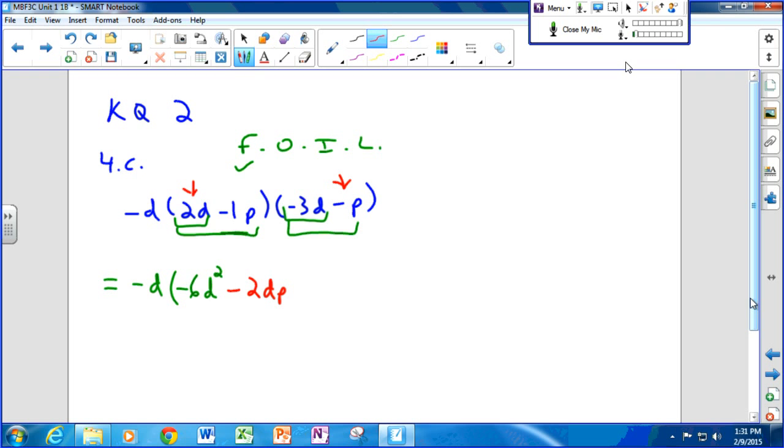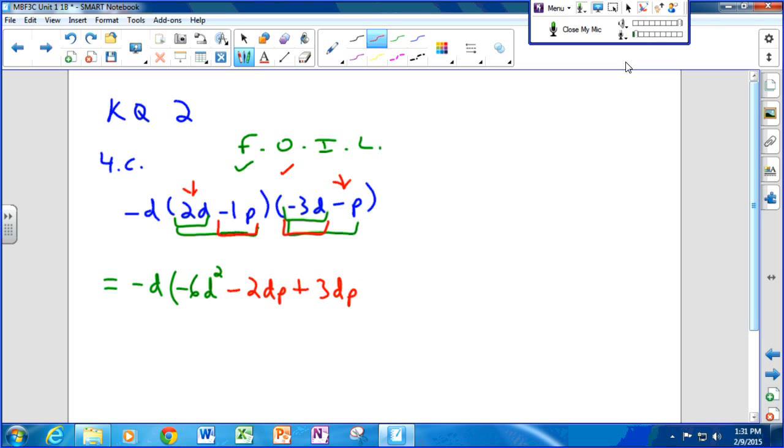So we've done the O. Let's do the I, the inner 2. So I have a negative 1p times a negative 3d. Well, let's get the signs. I have a negative times a negative. It's going to be positive. I have a p times 3d, which is going to be 3dp.